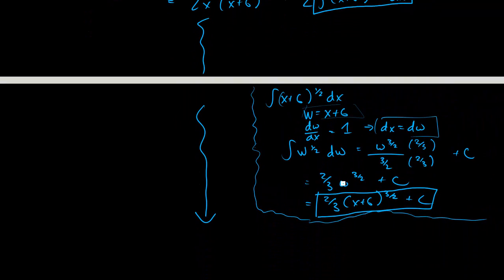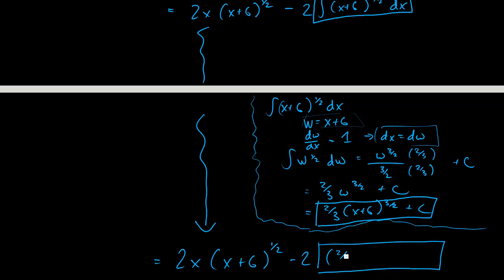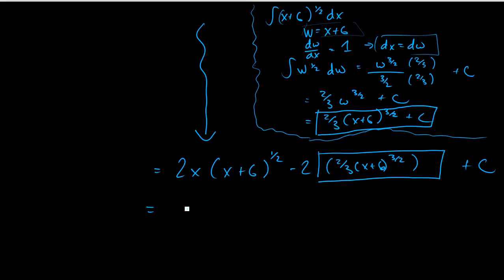So this hard integral, the first part stays the same. I have 2 times x times x plus 6 to the 1/2. And then that's going to be minus 2 times what was in my box, right? So 2 times 2/3 times x plus 6 to the 3/2. And then this whole thing is plus c. The plus c always just gets tacked on at the end. So my final answer here is going to be 2x times x plus 6 to the 1/2 minus 4/3 times x plus 6 to the 3/2, and that's all plus c.